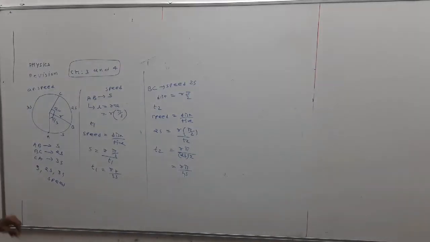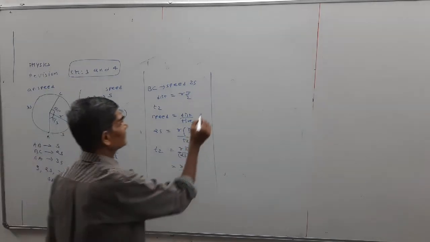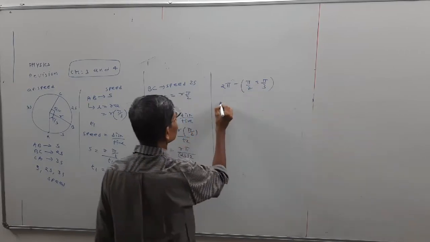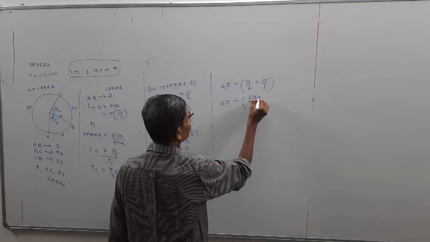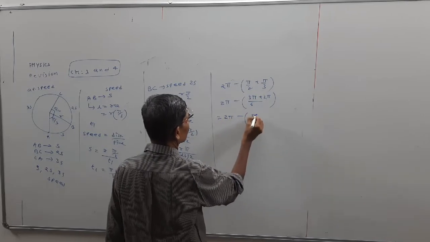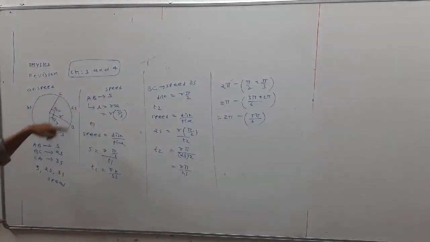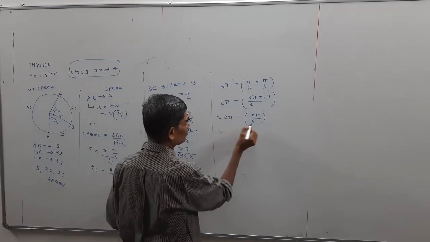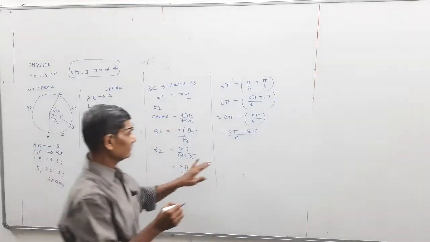Now see, this angle is not given. The total angle is 360 degrees, 360 degree is 2 pi radian. From that we have to subtract pi by 2 plus pi by 3, which is 5 pi by 6. So this will be 12 pi minus 5 pi by 6, that is 7 pi by 6.